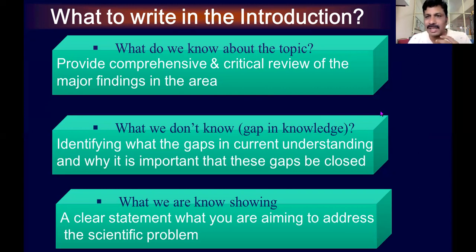Say, for example, in agriculture, people are trying to increase the yield. What has been done to increase the yield? If we identify those gaps, you can increase the yield further. So identifying those gaps is important. That comes with the analysis of literature, the research publications published around the world. Then a clear statement of what you are aiming to address, the scientific problem. What are the objectives through which you are trying to address that problem?